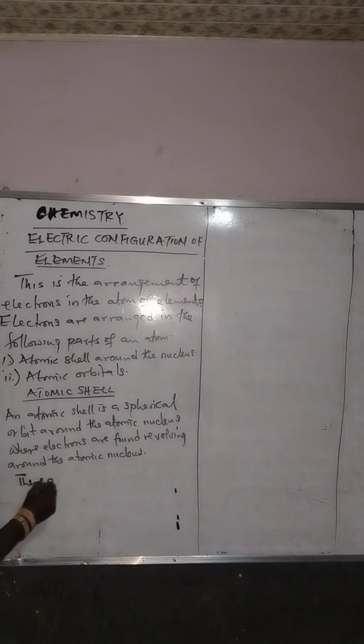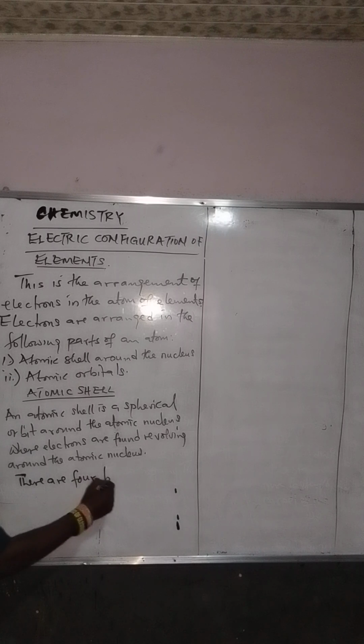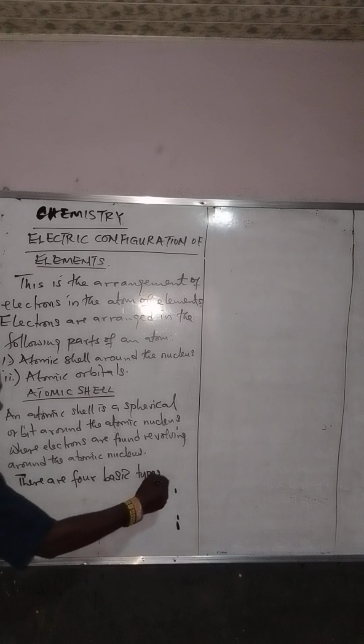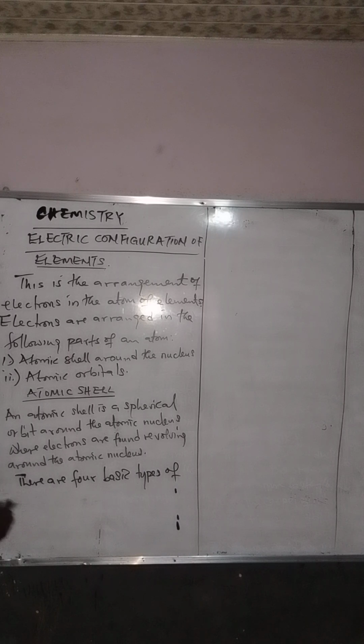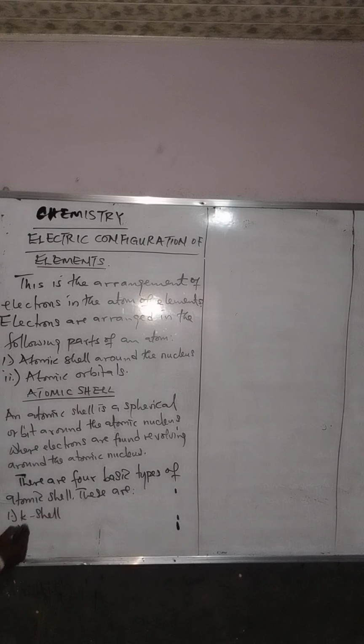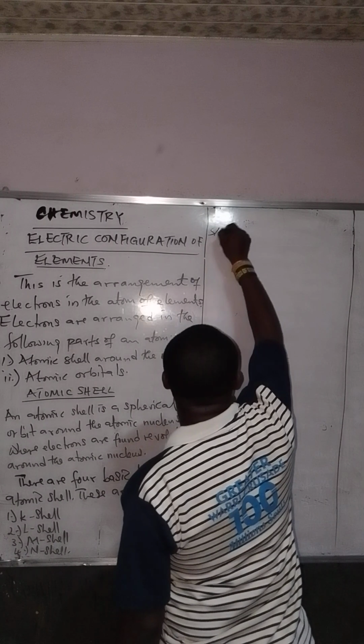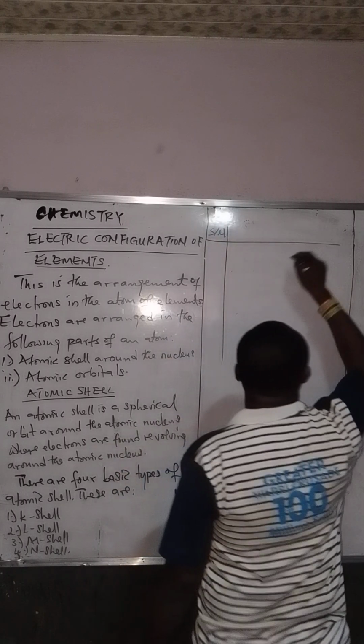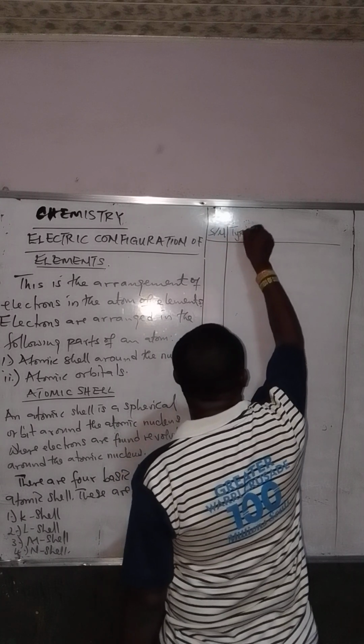Basically, there are four basic types of orbits of an atomic shell. Number one is K shell, number two is L shell, number three is M shell, and number four is N shell. Now, we want to look at a table that summarizes some of the properties of the types of shell.